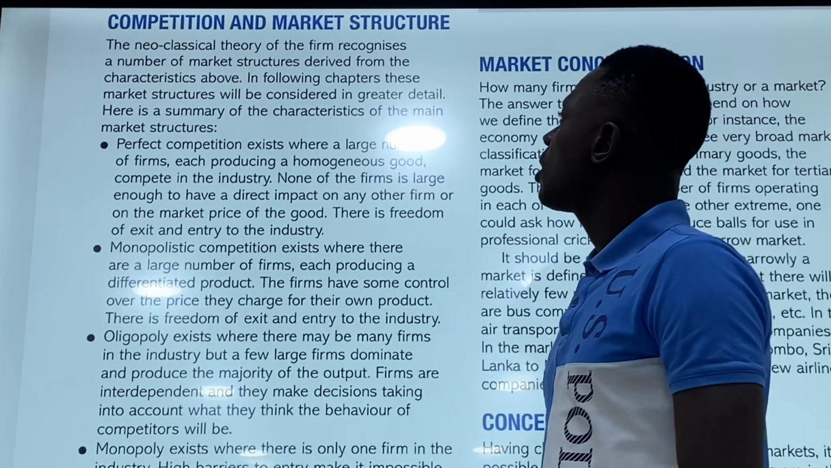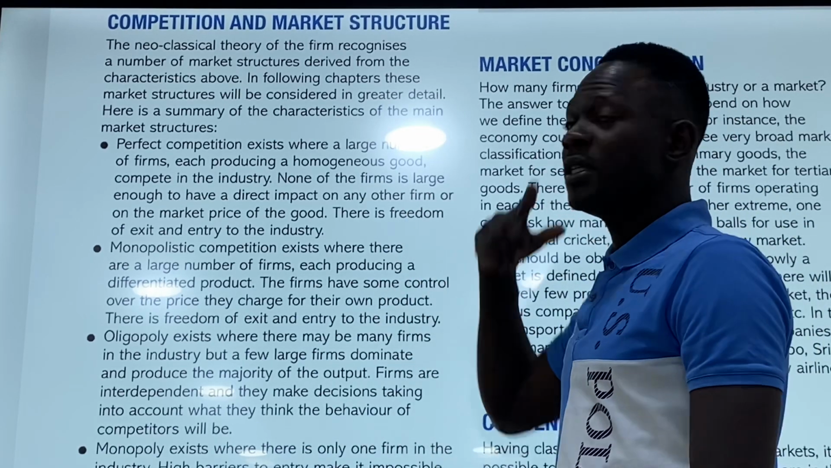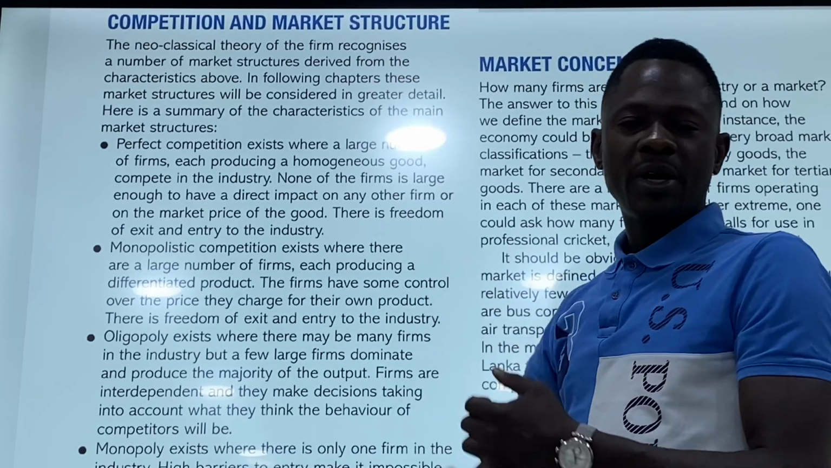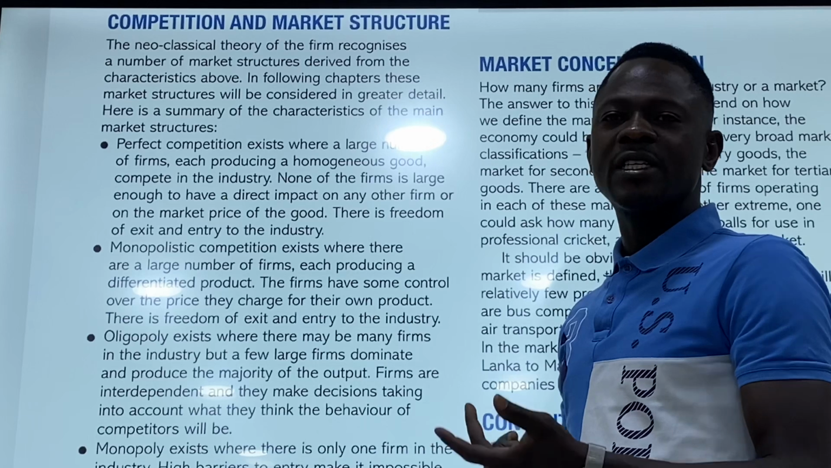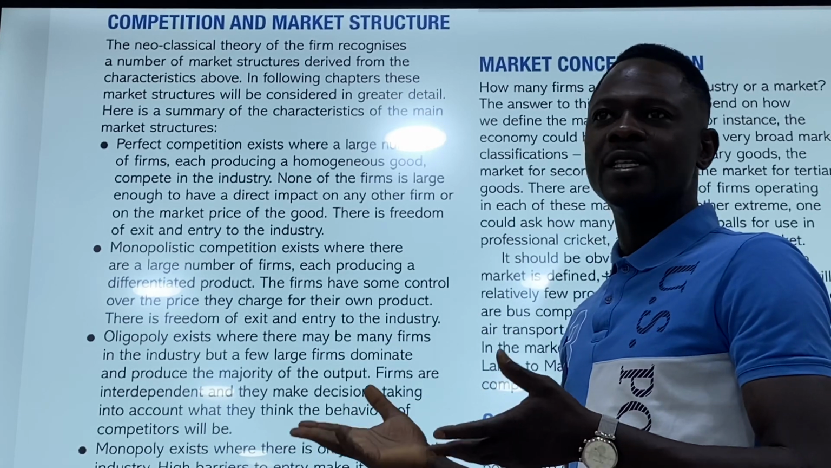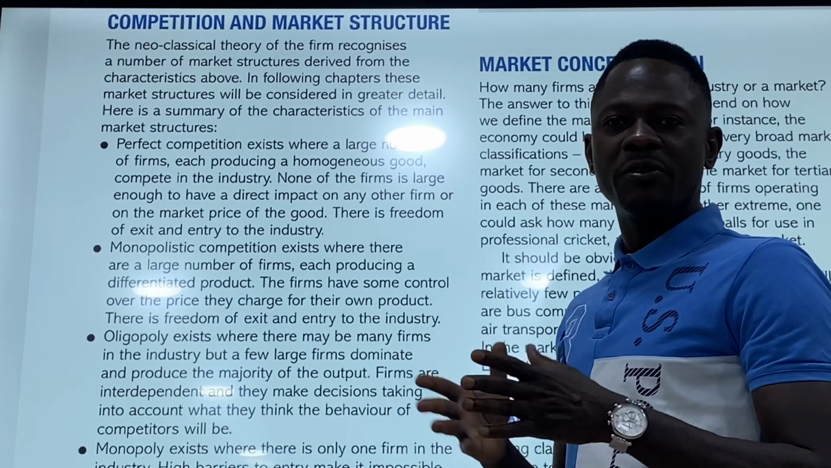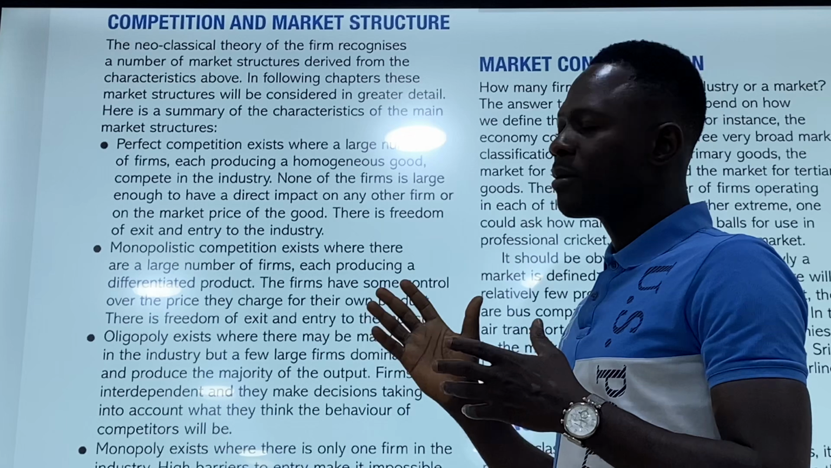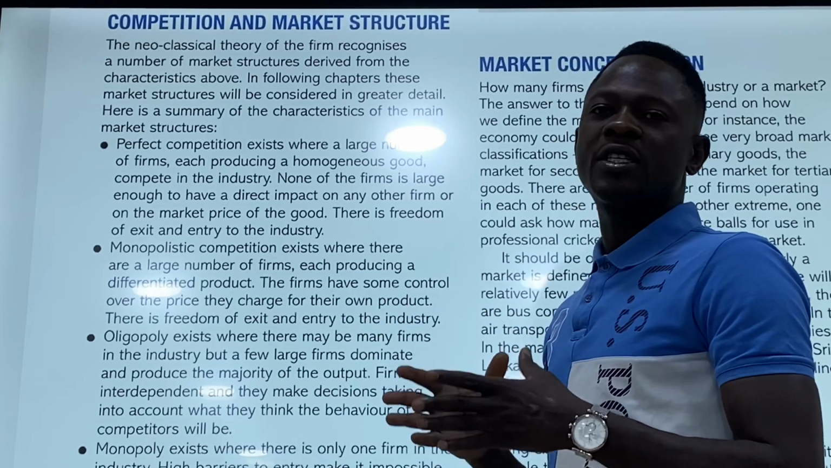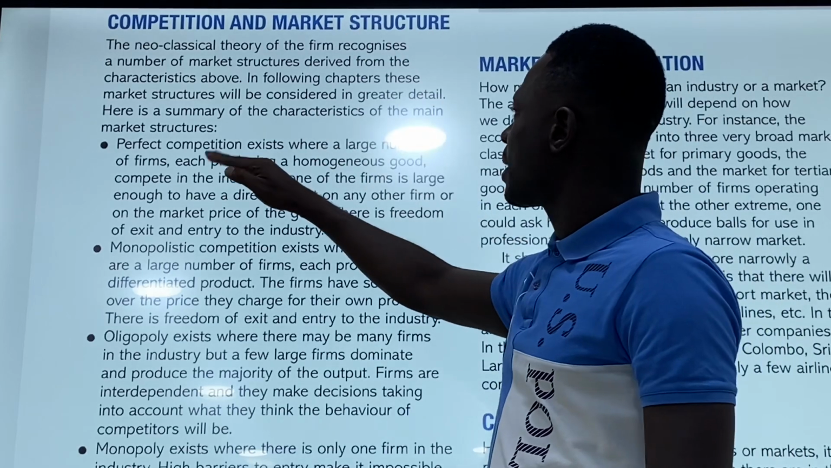The neoclassical theory of the firm recognizes a number of market structures derived from the characteristics above. Their characteristics we talked about: the price of the product, the barriers to entry and exit, the size and the numbers of firms existing in the market. These are part of the features we talked about in the previous class. So today we want to take each market structure with its competitiveness. So that was about the market structure.